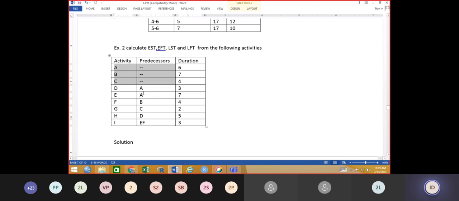From A, two activities have been started, that is D and E. From D only one activity is started, that is F. From C only one activity is started. From E and F, the I activity is started. Right? You draw the network diagram. A little bit of logic we have to apply. Nothing is complicated. Come on.